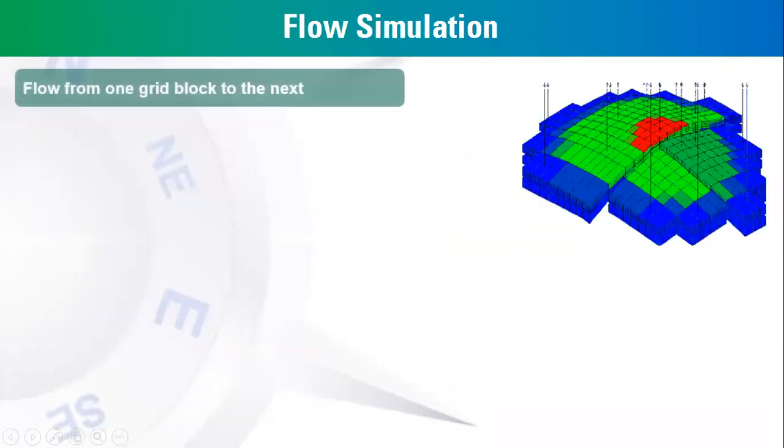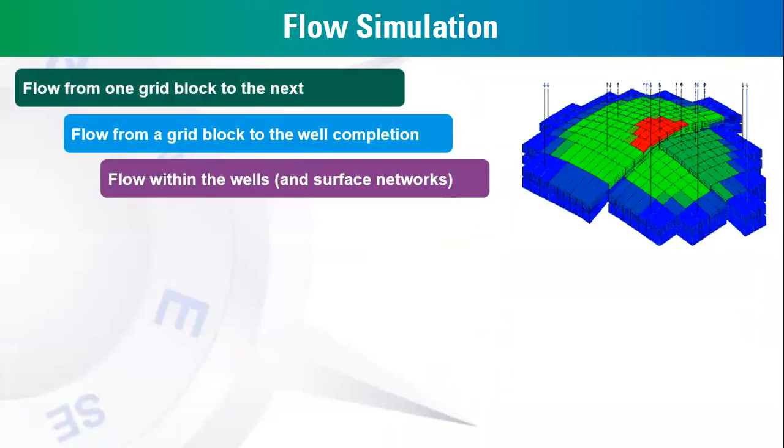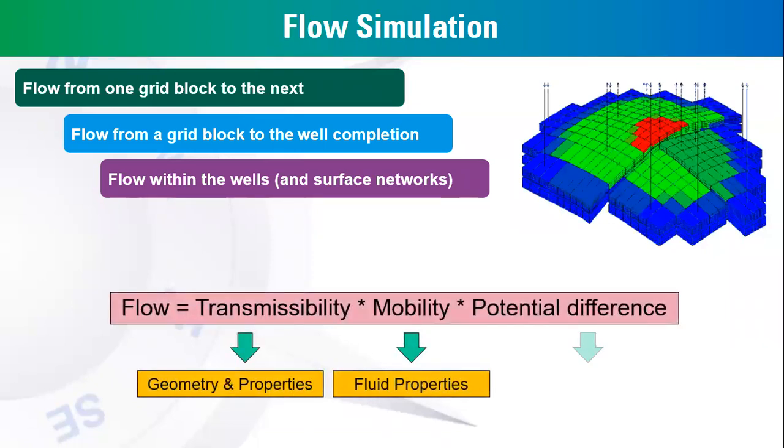So this is simply the flow simulation. We have fluid flow from every grid block to the next grid block, like these grid blocks. Flow from the grid block to the well completion at the grid cells. We have wells at these locations, and the flow within the wells itself, and then flow in the surface network. This is simply the simulation flow equations. It's a function of transmissibility and mobility and potential difference.